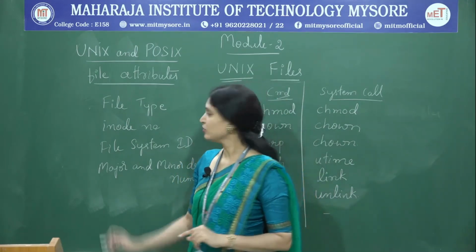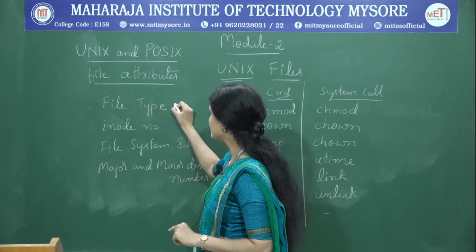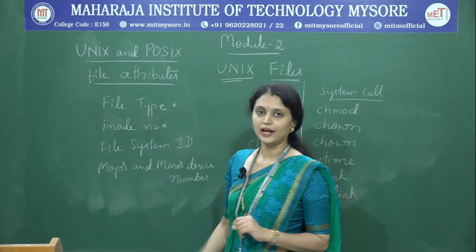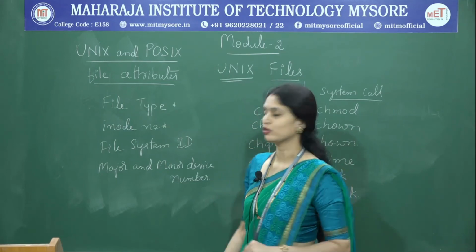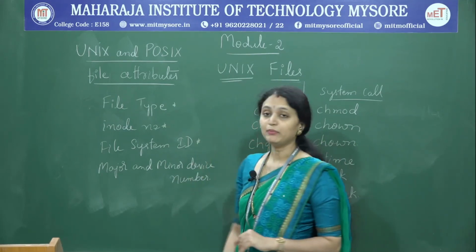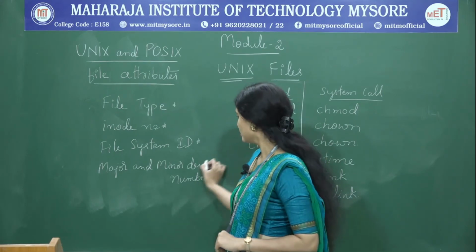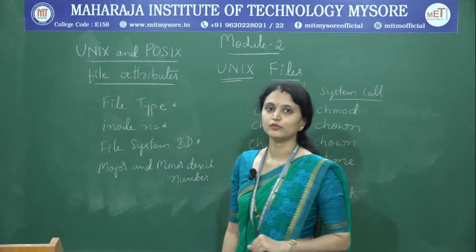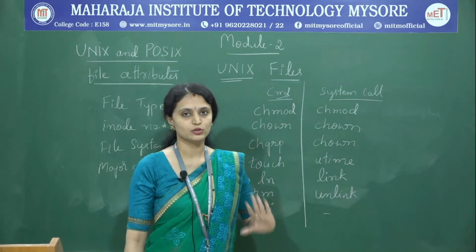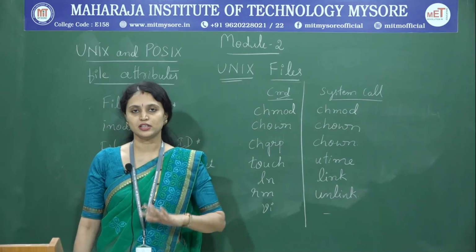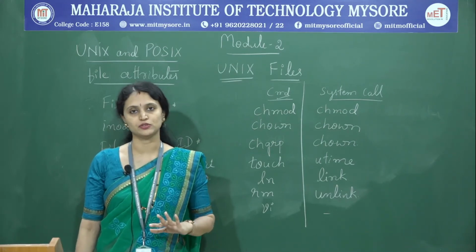So what are those attributes? The file type remains constant, and then inode number remains constant, and then file system ID remains constant, and major and minor device number of that file remains constant. So these 4 attributes of a file remain constant. So next we shall see which are the commands or system calls that will change the file attributes.